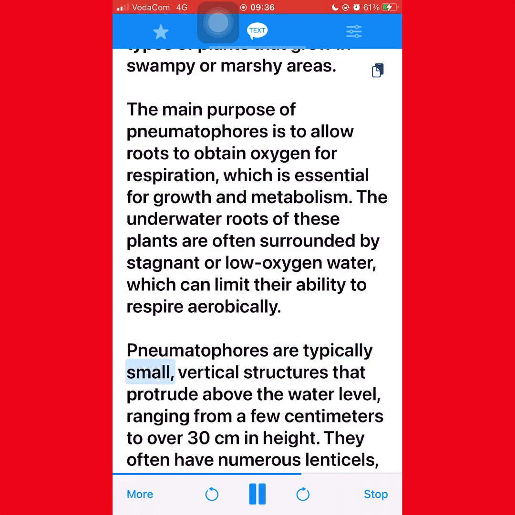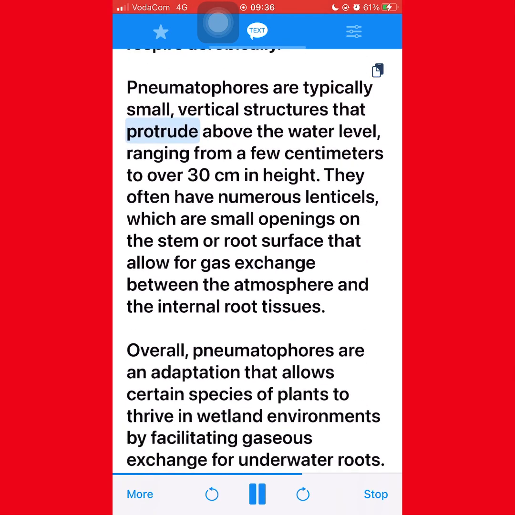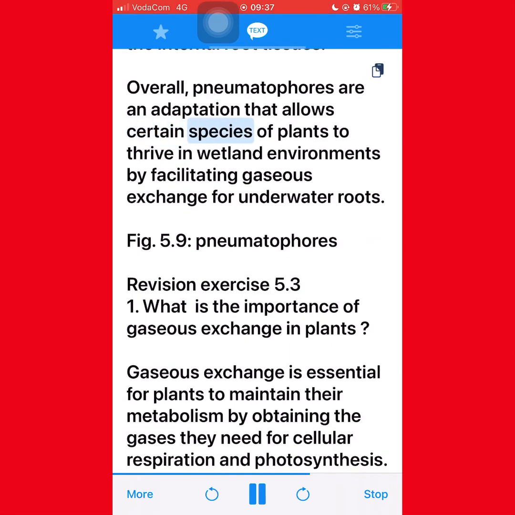Pneumatophores are typically small, vertical structures that protrude above the water level, ranging from a few centimeters to over 30 centimeters in height. They often have numerous lenticels, which are small openings on the stem or root surface that allow for gas exchange between the atmosphere and the internal root tissues. Overall, pneumatophores are an adaptation that allows certain species of plants to thrive in wetland environments by facilitating gaseous exchange for underwater roots.